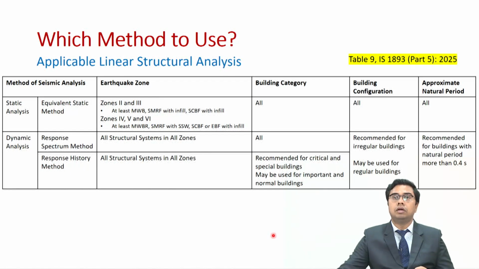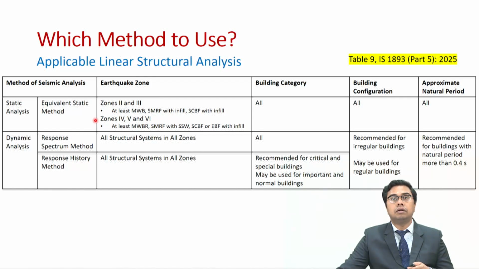So therefore, in zones 2 and 3, if your structural system comprises at least MWB, that is masonry with band, special moment resisting frame with infill for RC as well as steel, and special concentrically braced frame with infill in case of steel structure, then only you can apply your equivalent static method. So if your building is having ordinary moment resisting frame or ordinary concentrically braced frame, and your building is located in zone 2 or 3, then in that case you cannot use equivalent static method, you are bound to use any of the dynamic analysis methods.